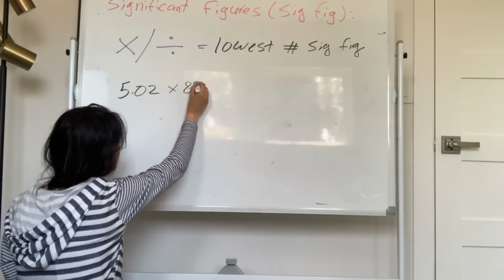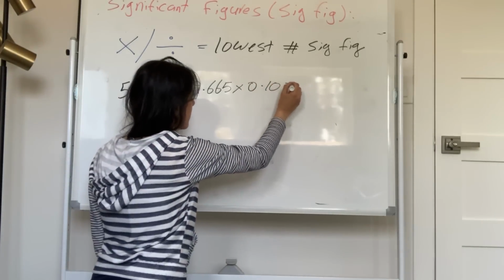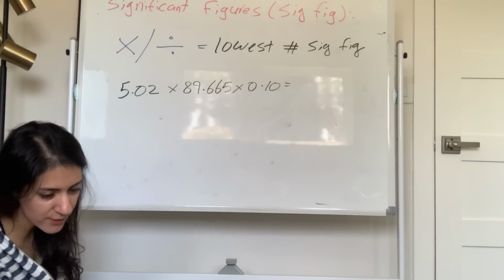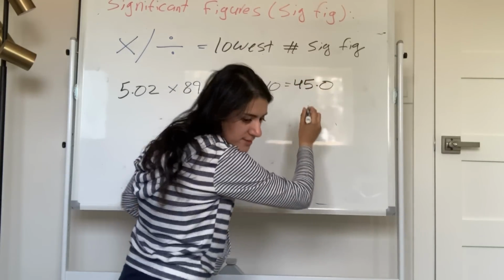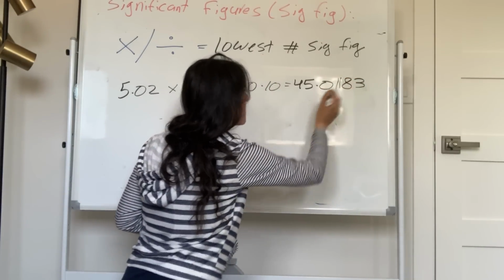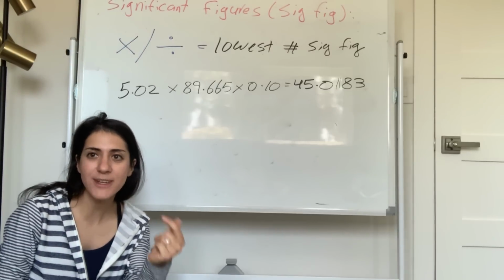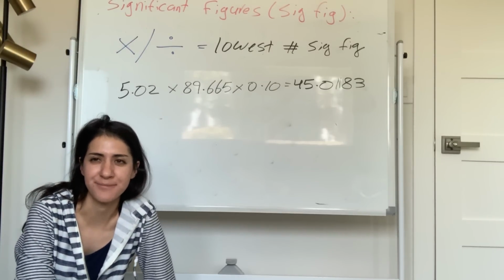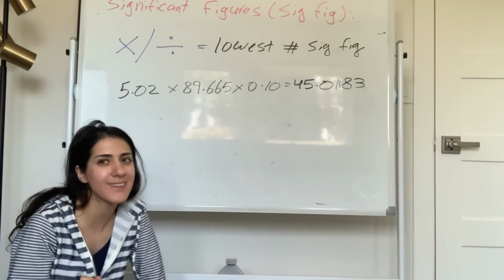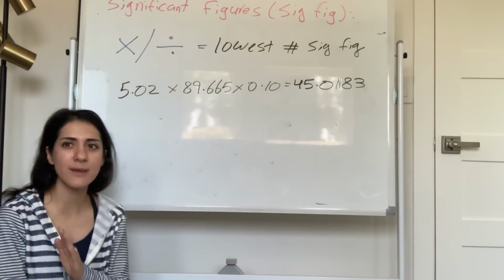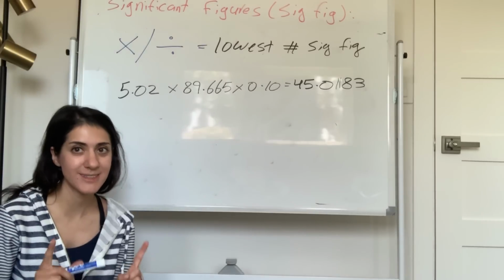5.02 times 89.665 times 0.10. If you put this in your calculator, what your calculator is going to give you is 45.01183. A lot of times when you put numbers in your calculator, it gives you a lot of digits after the decimal place. Have you ever thought about, where do I stop? Do I write down all these numbers after the decimal place? Sometimes the calculator gives you a lot of digits, and the question is, how many numbers do I report? Well, that depends on the significant figures.